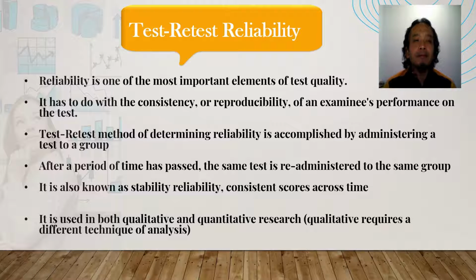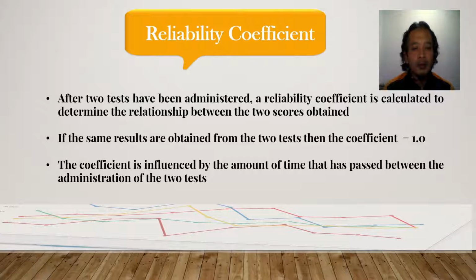Next slide. When we talk about the reliability coefficient, after two tests have been administered, a reliability coefficient is calculated to determine the relationship between the two scores obtained. If the same results are obtained from the two tests, then the coefficient equals 1.0. The coefficient is influenced by the amount of time that has passed between the administration of the two tests. Next slide.